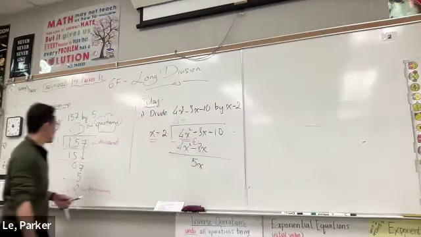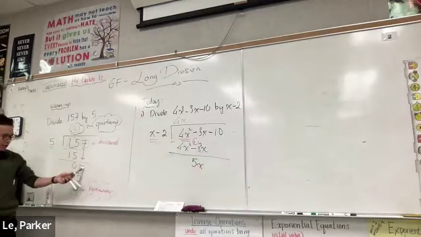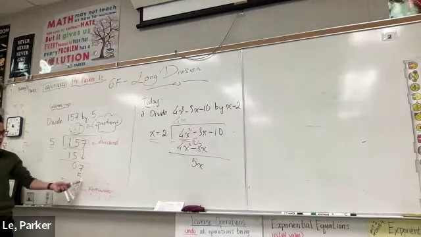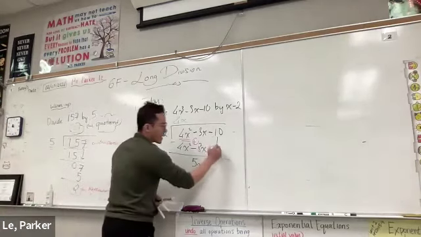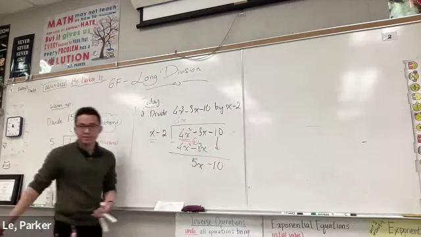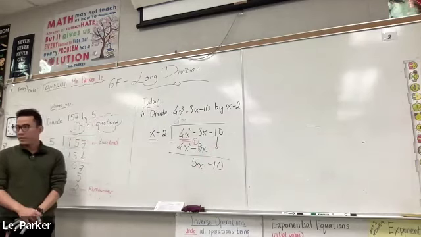5x. What next? You bring down the 10. Exactly. As with the similar one here, you're going to bring down a 7. Here you're going to bring down a negative 10. Right? Who wants to do next? All right, David, go ahead.